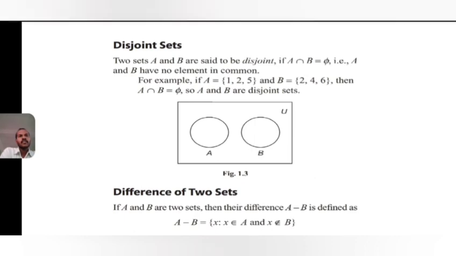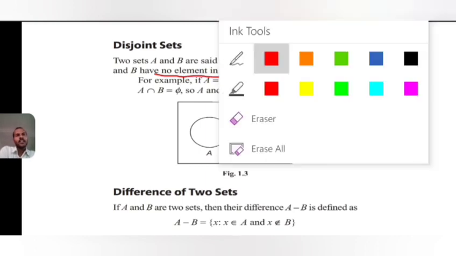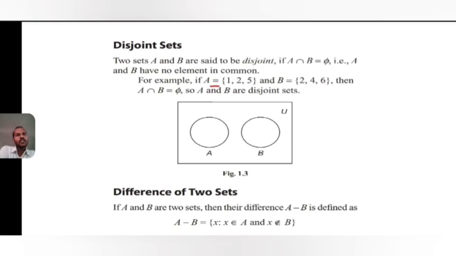Disjoint sets. Two sets A and B are said to be disjoint if A intersection B equals phi. There is no common element. Simply we can say A and B have no element in common, right? For example, if A equals {1, 2, 5} and B equals {2, 4, 6}, then A intersection B equals what? Phi. There is no common element between set A and set B. Therefore, we call it a disjoint set.